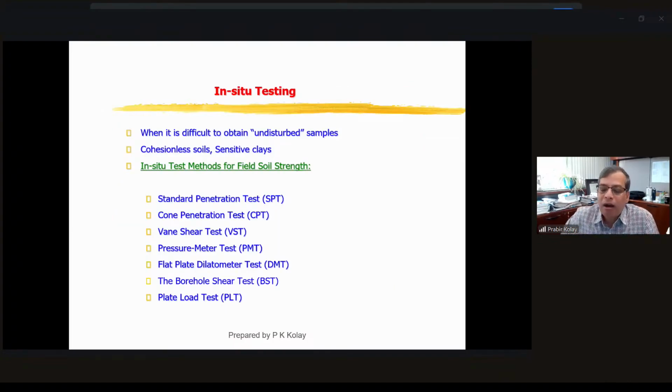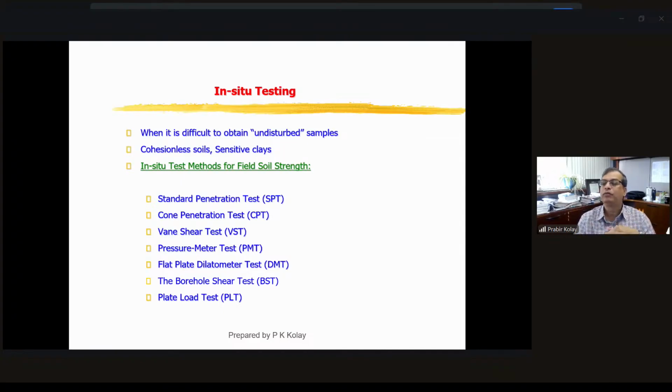So now there are different in situ tests. Again, I'm just going to go over all these different tests. It's very common, as I mentioned, the SPT or standard penetration test. The value is generally denoted by capital N, and from the N value, you can find out if the N is more, meaning the soil is strong.